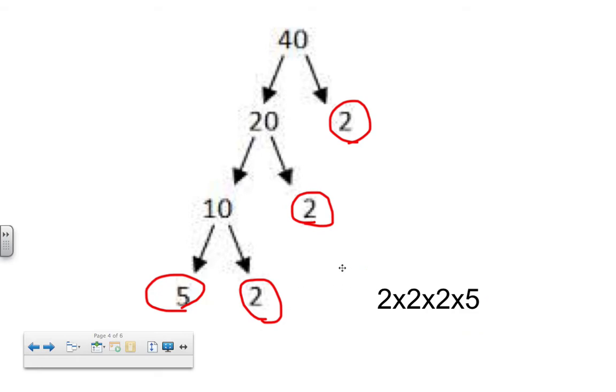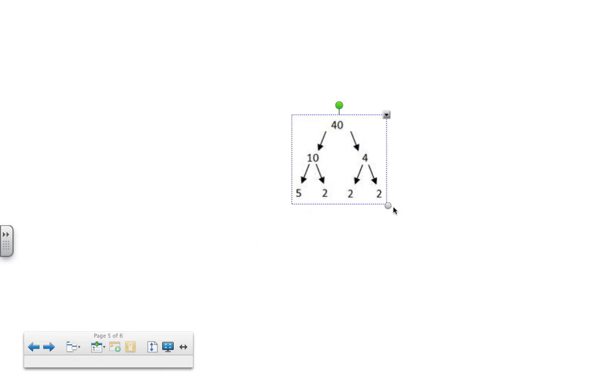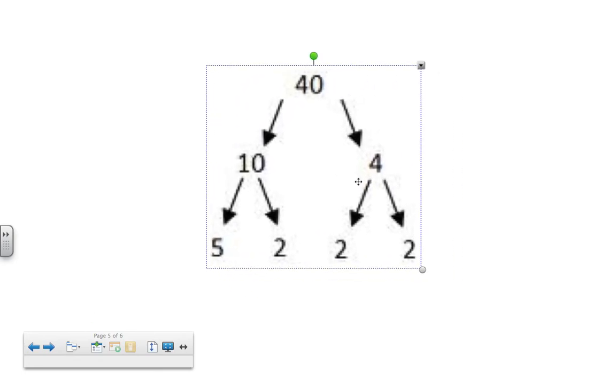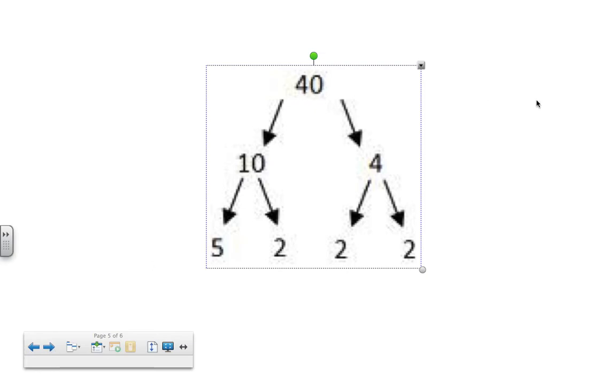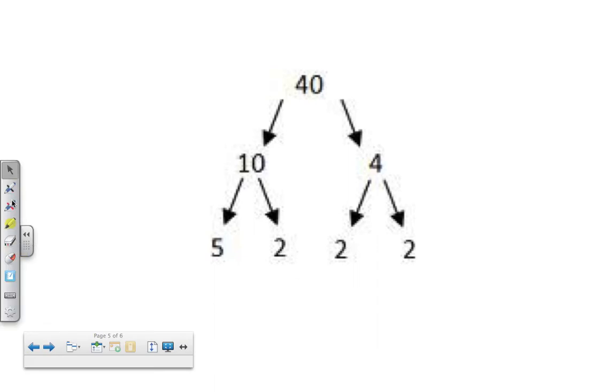Now, there is something you can do with these 2s. You can combine them. You can turn repeated multiplication into a number with exponents, but we'll talk about that another time. One more example, not exactly the same. The first one was 40, but it was broken down into 20 times 2. Here we have 40 broken down into 10 times 4, another way to do it. And that's okay, because look, you can break down 10 into 5 times 2, break down 4 into 2 times 2, circle our primes. Gotta know what those prime numbers are, guys.